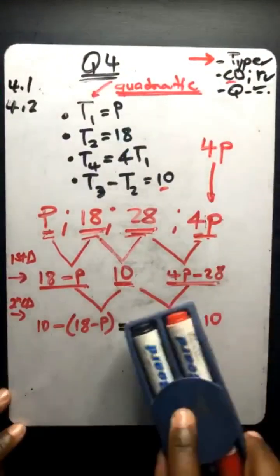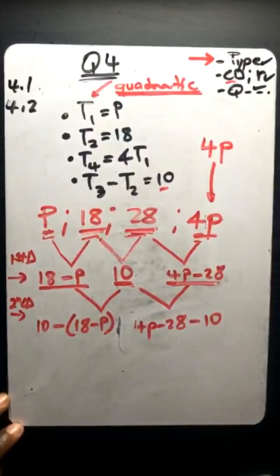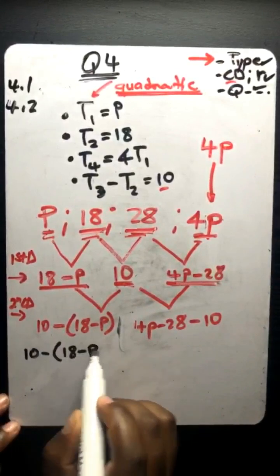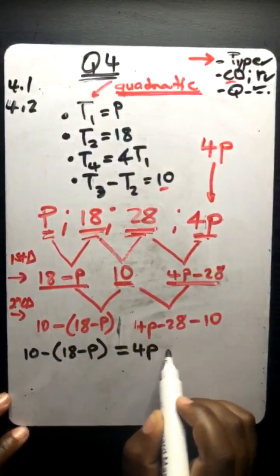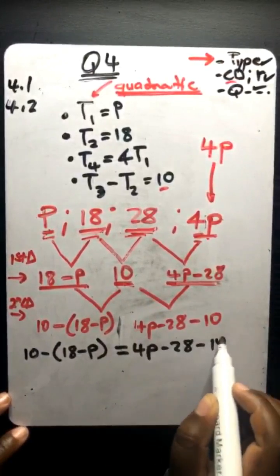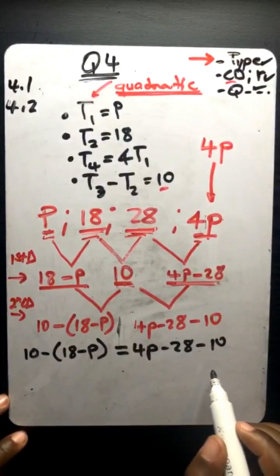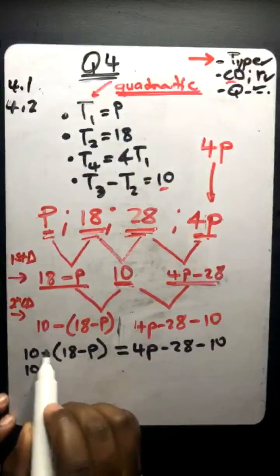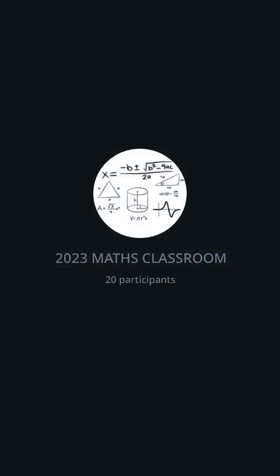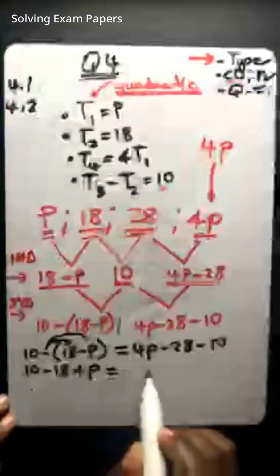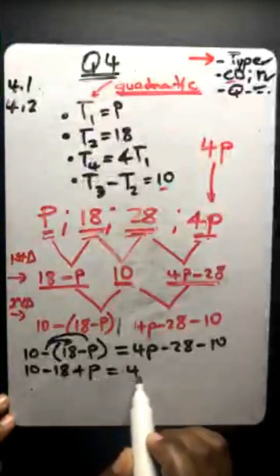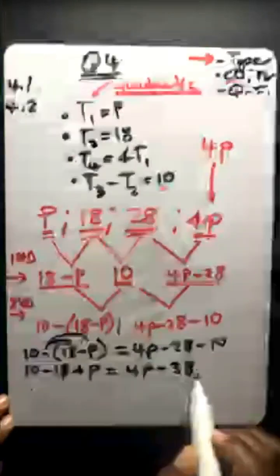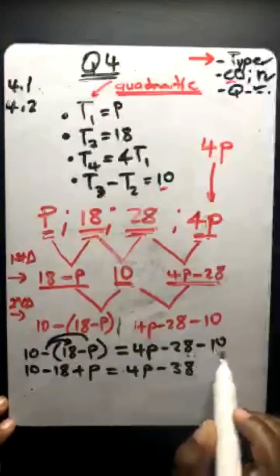Why did I have that equal sign? It's because I knew that you can just take your 10 minus 18 minus p and equate it with that 4p minus 28 minus 10. Then you can solve for p because the question said solve for p. So let's see. You are having 10. That by that gives you negative 18. That by that gives you positive p. And then you are having 4p on this side. What is that? I think this is negative 38. Be careful, punch negative 28 minus 10 on your calculator.